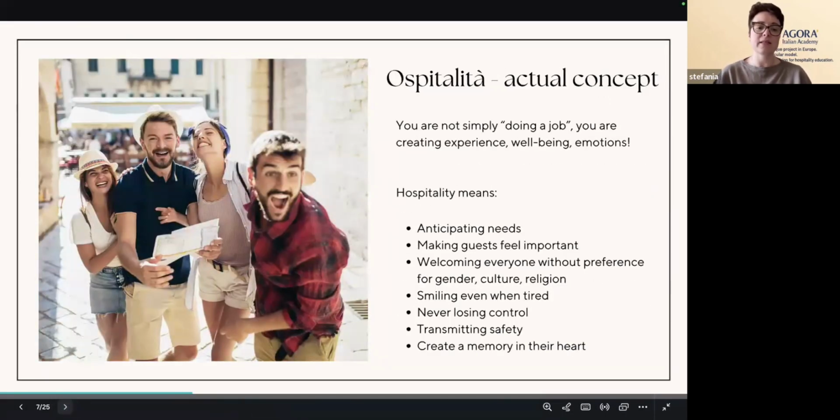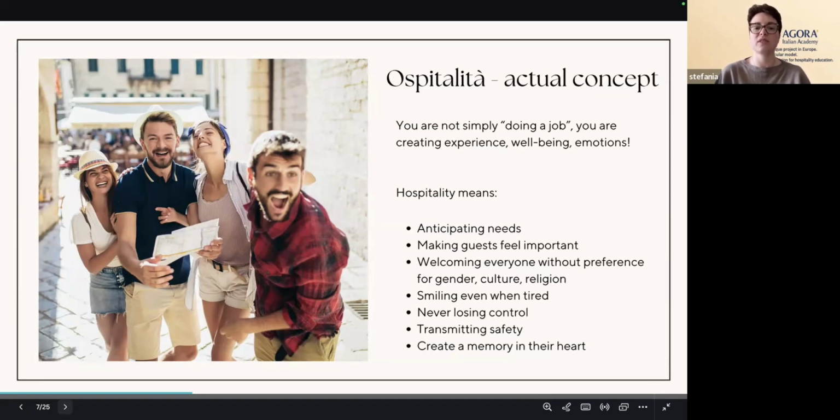The actual concept has changed through the years. In today's times, it's not just a job. As a receptionist, you are not just doing a job. You are creating emotions for other people. You are creating emotion for your guests and you take care of the guest. Hospitality means anticipating needs, because it's not just satisfying the guests, it's anticipating their needs. It's making guests feel important.